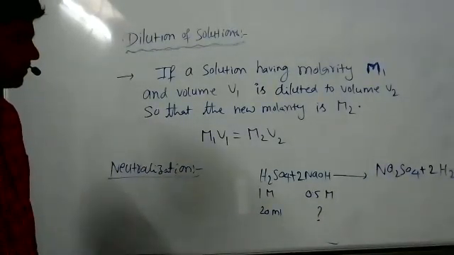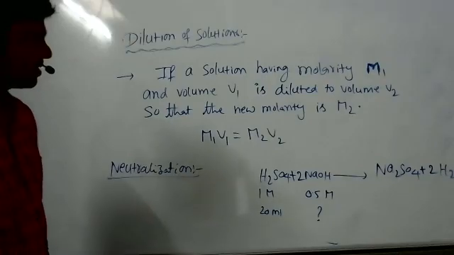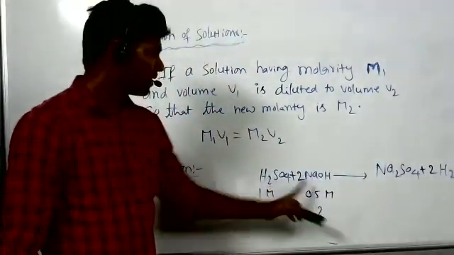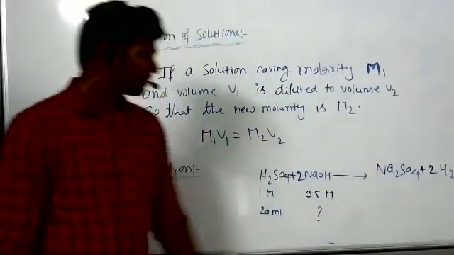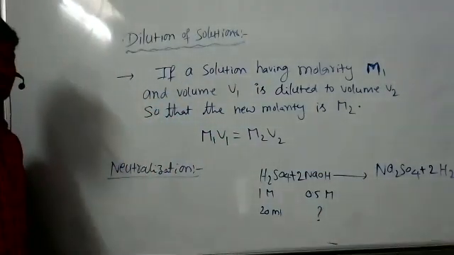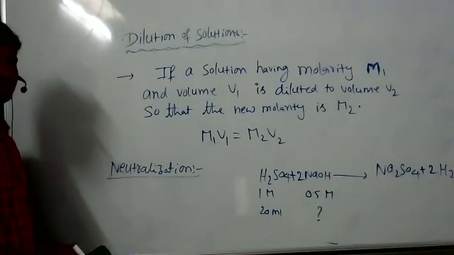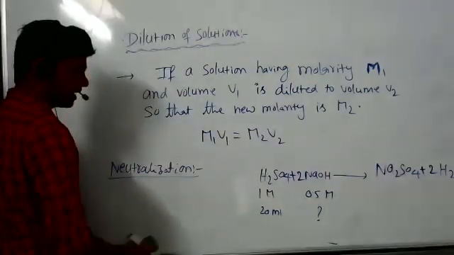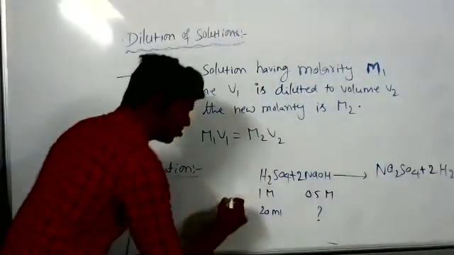So is it still not balanced? No, it is balanced: 2 Na, 1 SO4, and 2 hydrogens, 2 oxygens balanced. That is H2O, I didn't see that part. So in this case, how to give the relation? Here 80 ml is required.